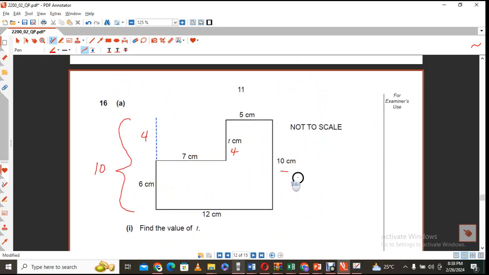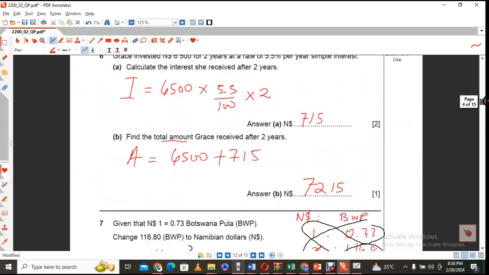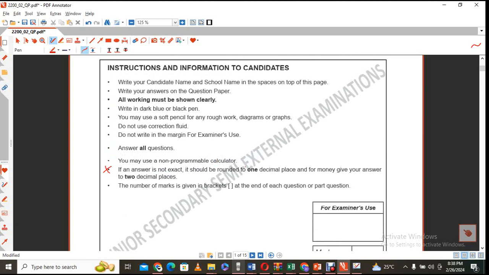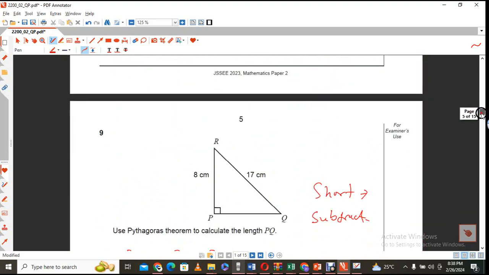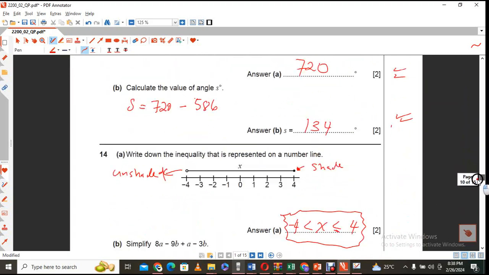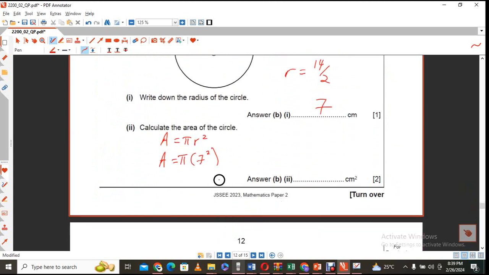Let's go back to the instructions and see if they are giving us anything. It says we should give our answers to 1 decimal place if the answer is not exact, and since pi is an irrational number, we'll use that. Do not use things that you are not told to use. I would rather say use your calculator value of pi. In this case, 7 times 7 is 49, so this answer will be 49 pi.